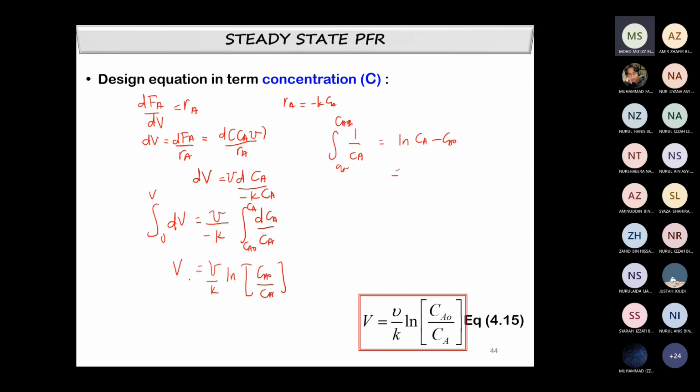Okay, so nak jadikan T senang sahaja, bahagikanlah dia. So T is equal to V over V is equal to 1 over K ln CA0 over CA. Okay, ni kalau untuk dapatkan T, ni untuk dapat volume. Okay, so up to here okay ke, clear ke?